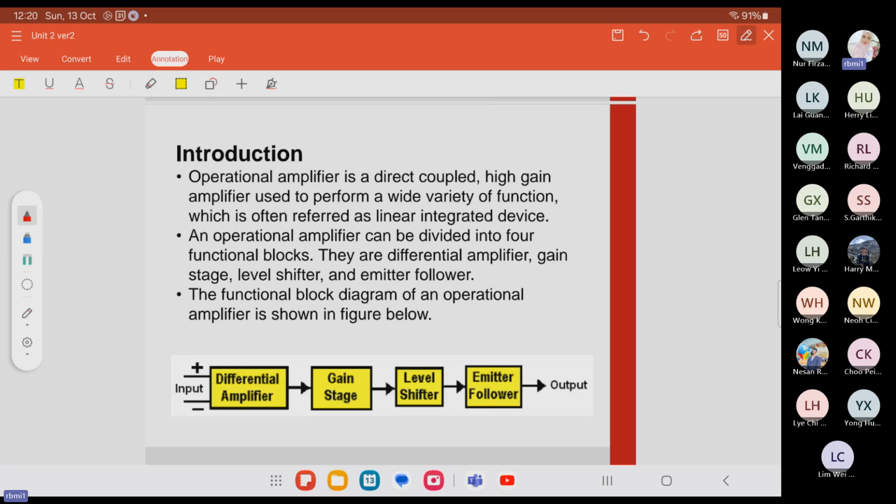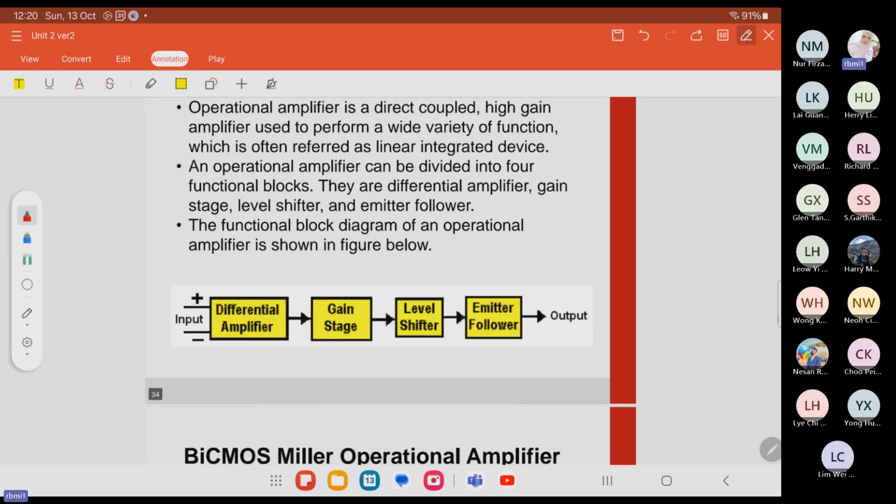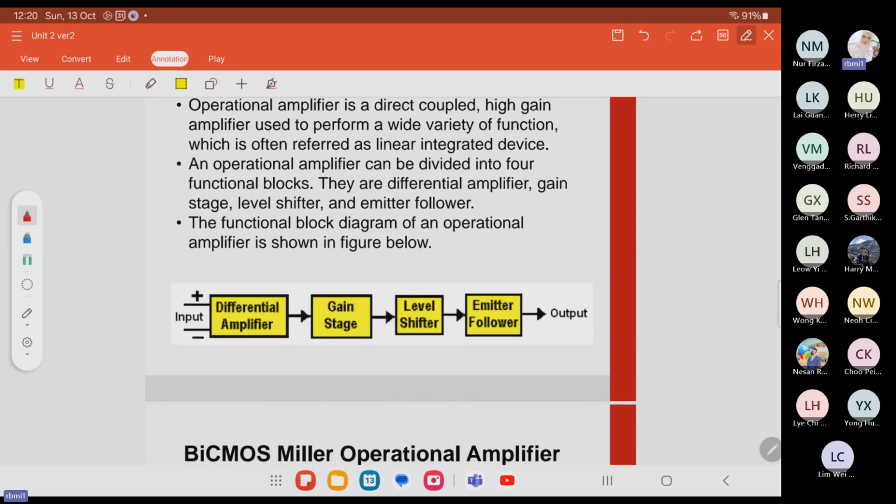First is the differential amplifier in the block diagram here. The differential amplifier is used as the input stage to provide inverting and non-inverting input, high common mode rejection ratio, high input impedance, and high voltage gain. Okay, next we have the gain stage. The signals will go to the next stage, the gain stage. The second voltage gain stage is used to provide common collector and common emitter voltage gain and also frequency compensation.